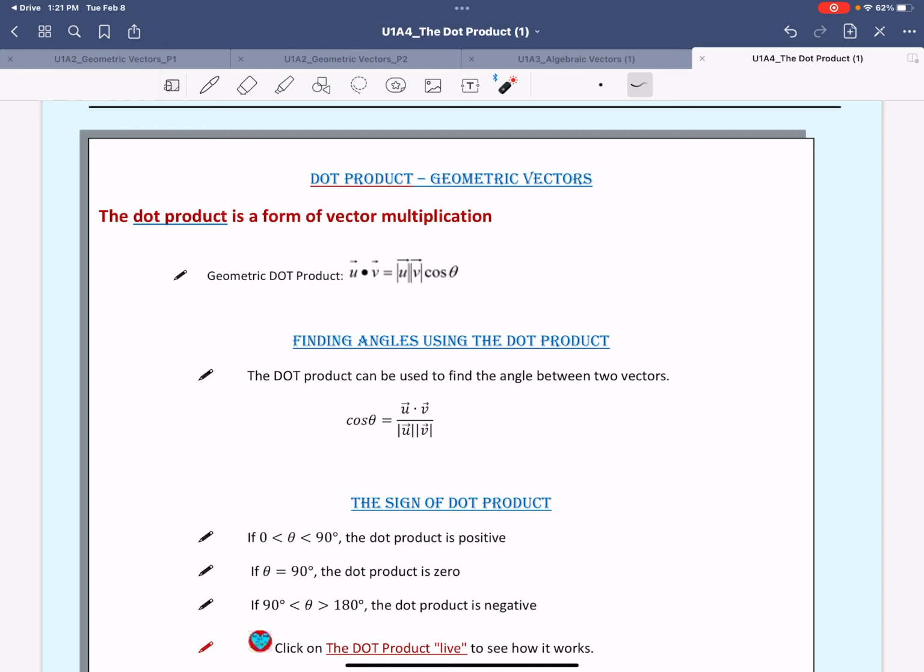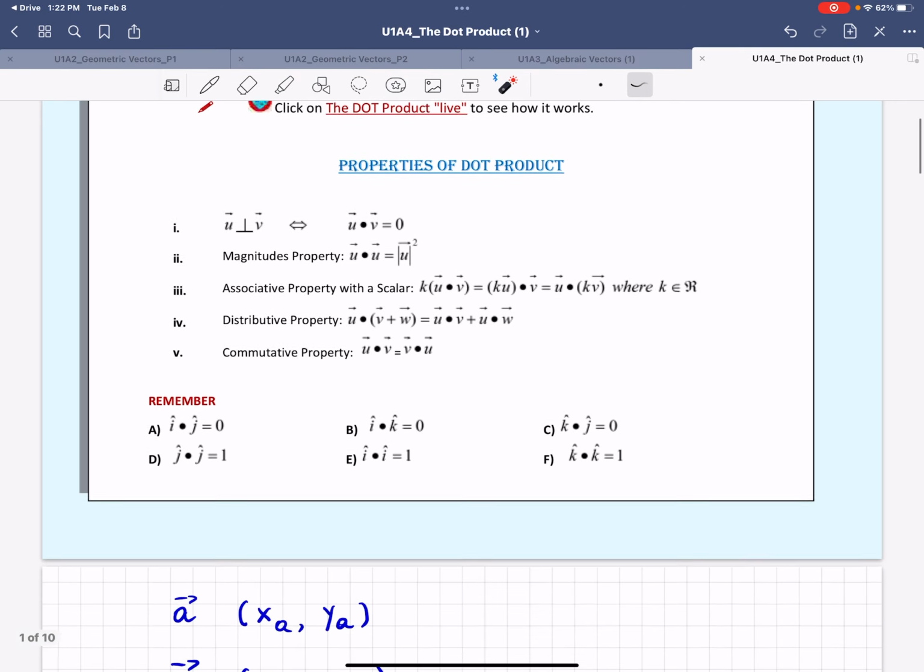Now, what is the use of using the dot product anyways? Because that sounded a little bit complicated.